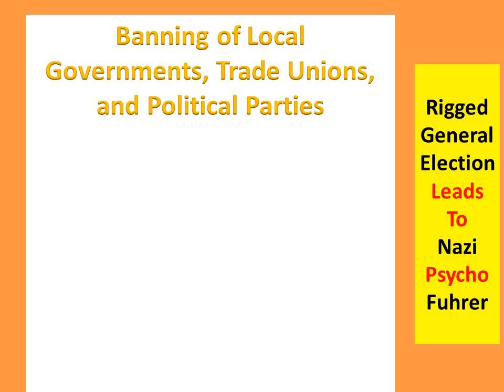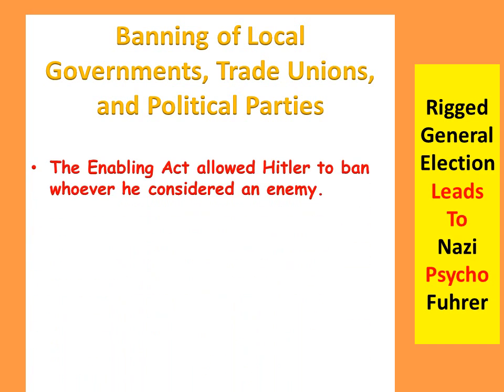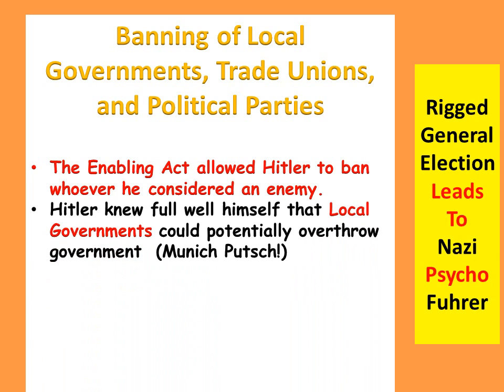So we're now on to the L, T and the P of your mnemonic, leads to psycho. The reason why I've bypassed the Nazi bit is because the L, T and the P stands for things that Hitler was able to ban as a result of the Enabling Act. So the banning of local governments, trade unions and political parties. Because the Enabling Act allowed Hitler to ban basically whoever he considered an enemy. This was a great move for Hitler because he's preventing opposition before it even has a chance to get on its feet.